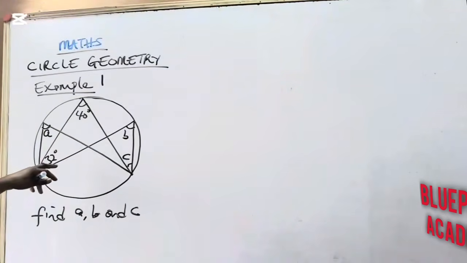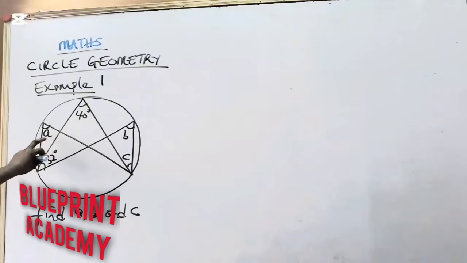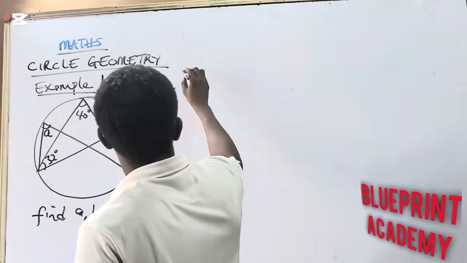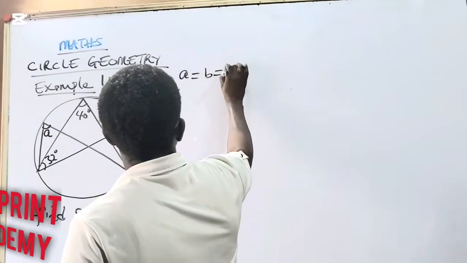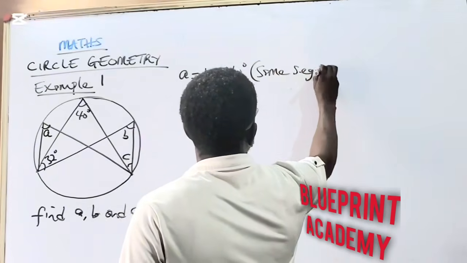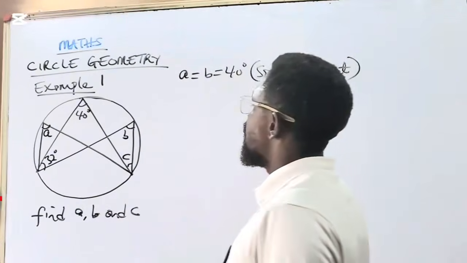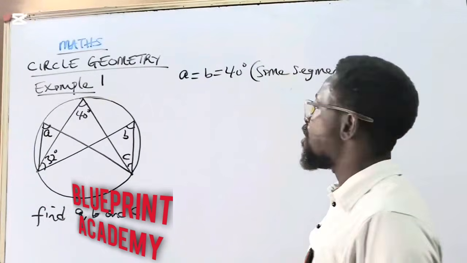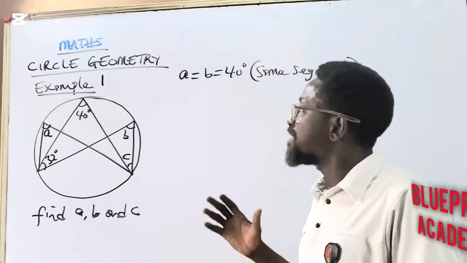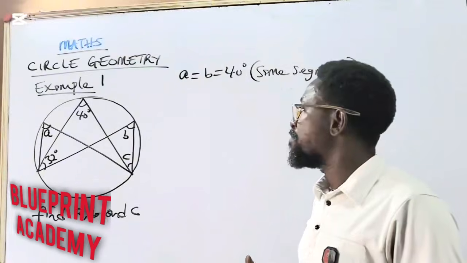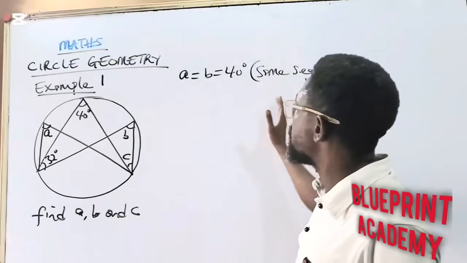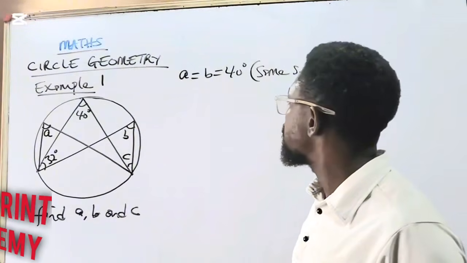The first thing you see is that this one, this one, and this one are in the same segment. So I can say A equals B equals 40 degrees. They are in the same segment. Remember we said angles in the same segment of the circle are equal. If you have not watched part 1 of this series, go back and look at how we did it in part 1, where I talked about all the theorems. You understand this particular theorem: angles in the same segment of the circle are equal.